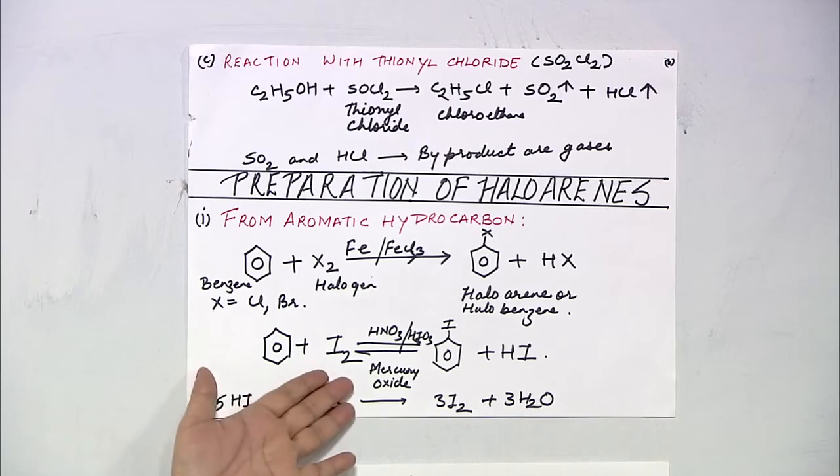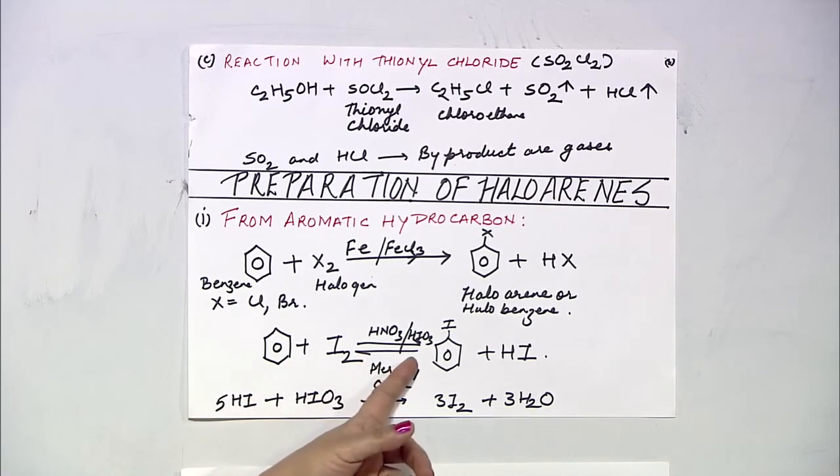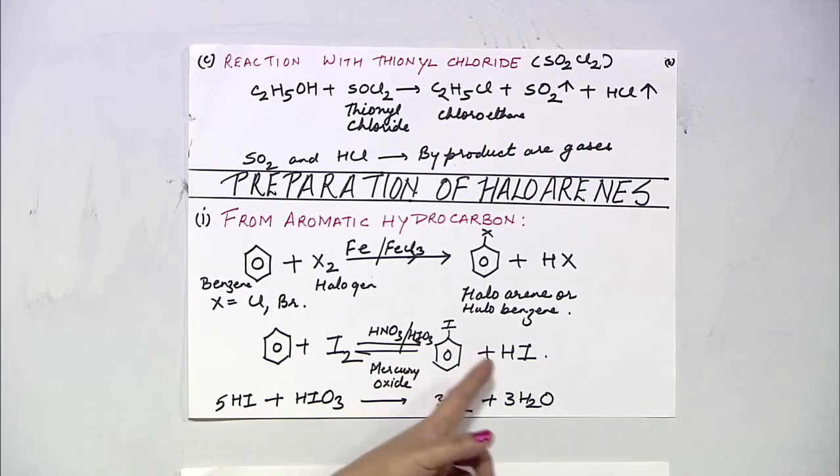When you react with iodine in presence of HNO3 and HIO3, you get iodobenzene plus HI. The HI so obtained will react with HIO3 to form iodine and the reaction continues.